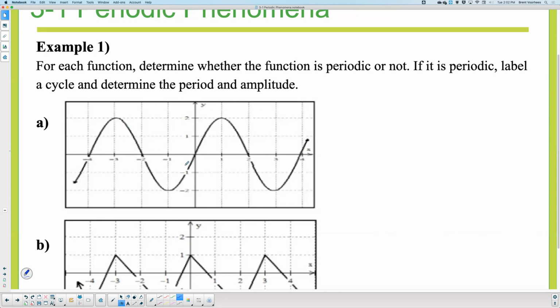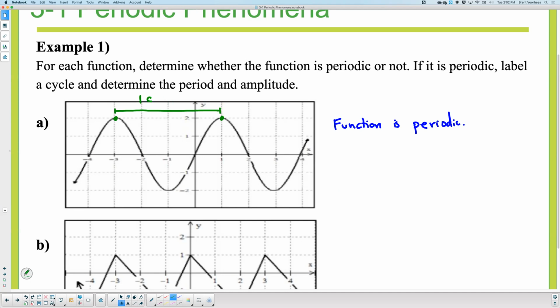Why is it periodic again? It's repeating, and it's repeating the exact y values. It's not just a pattern. It's repeating the exact same y values, the same maximum, the same minimum, all of that. This function is periodic. That's the first thing we have to do. It says if it is periodic, label a cycle and determine the period and amplitude. Okay, so to find a cycle, I think a lot of times the easiest cycle to find is maximum to maximum or minimum to minimum. So this one I'm going to label from this maximum to this maximum. That right there would be called one cycle.